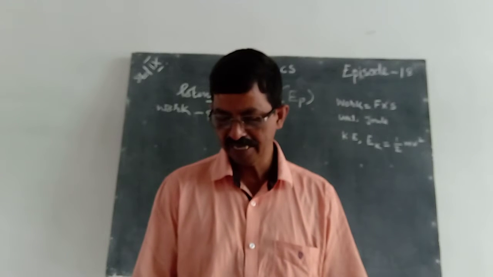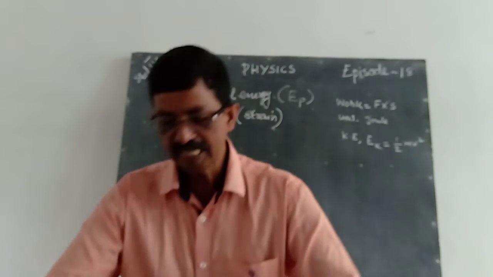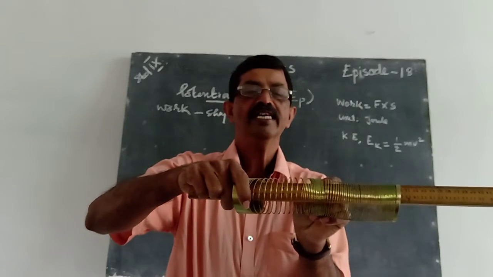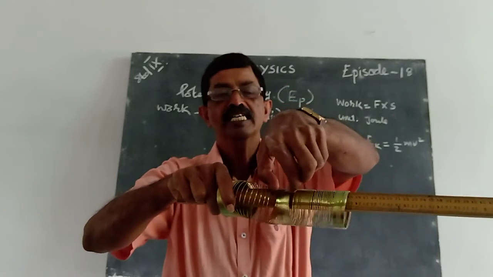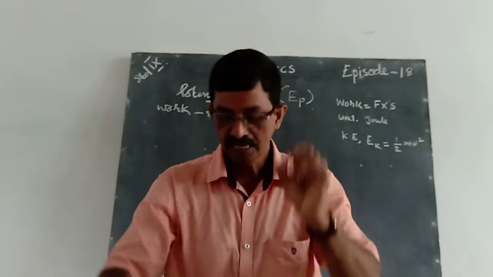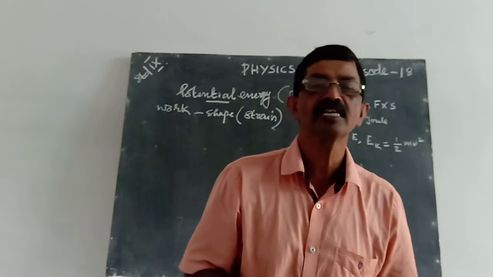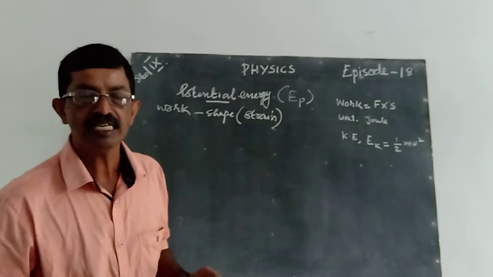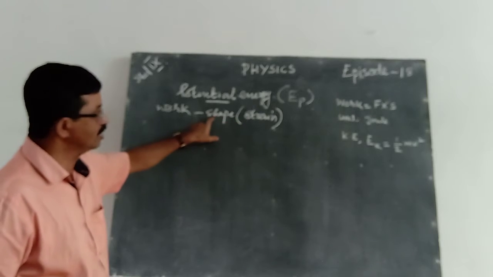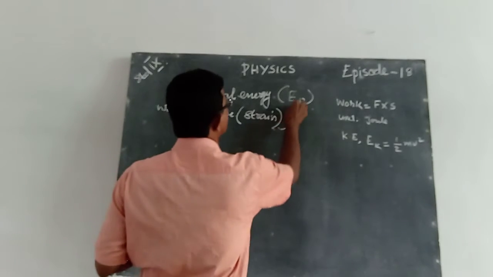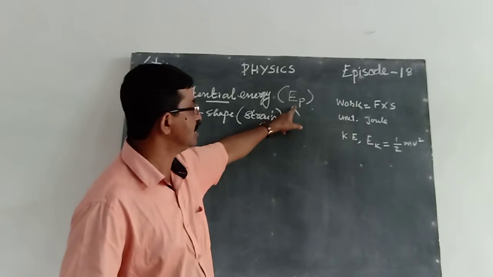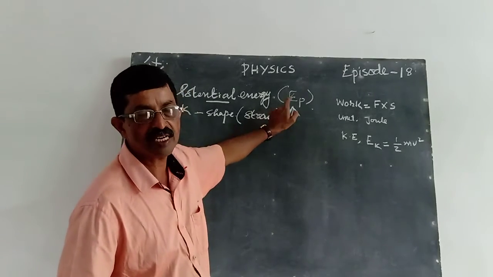Would the slinky acquire energy when it is compressed? See, here it is compressed, and I release, and it attains its original condition. That means when this slinky is compressed, then also it acquires energy. And this kind of energy that is stored or produced due to strain or change of shape is called potential energy. The energy that a body gets due to strain is called energy due to potential.